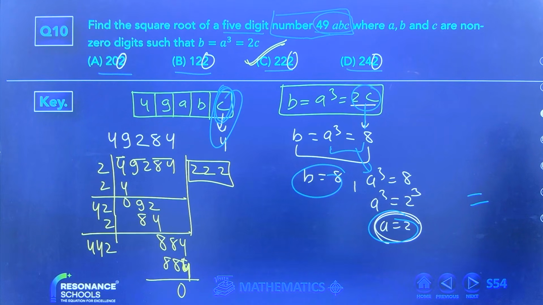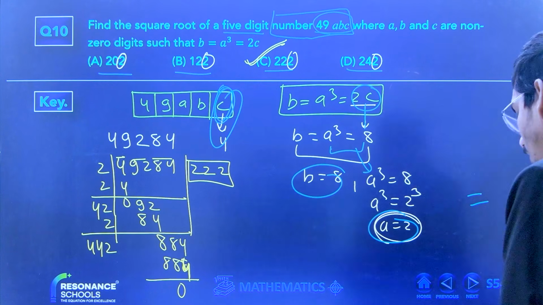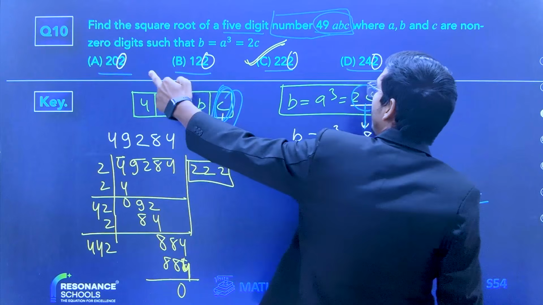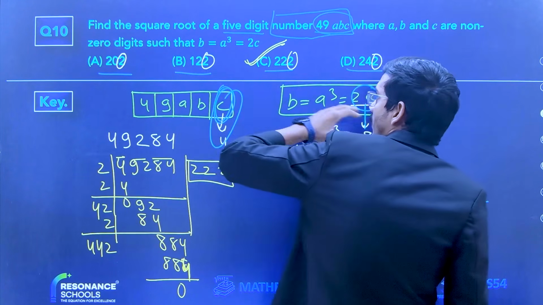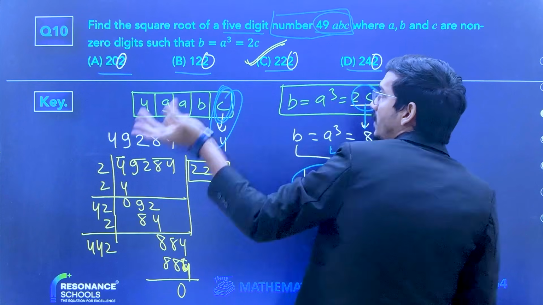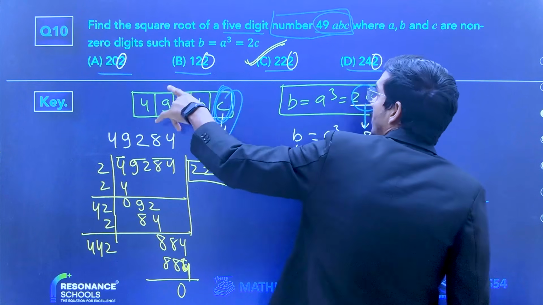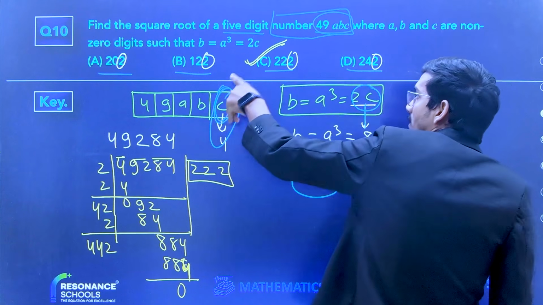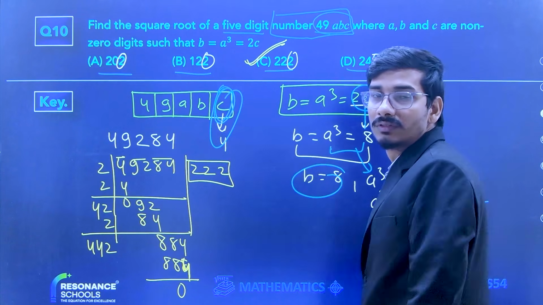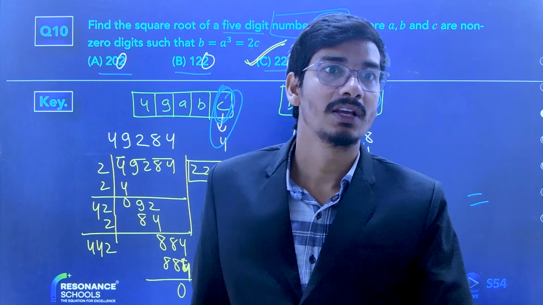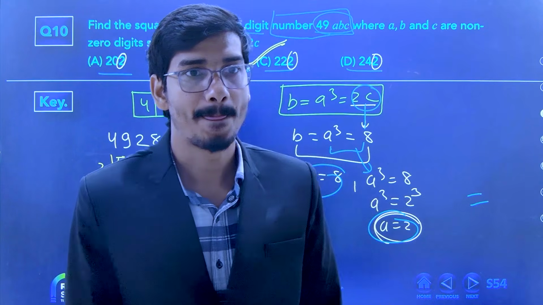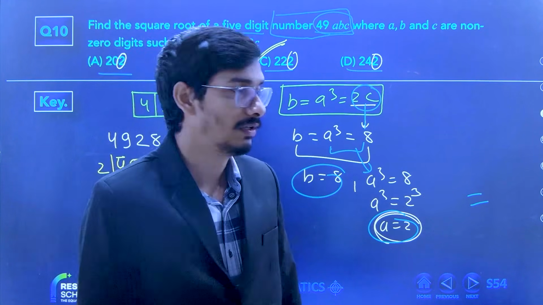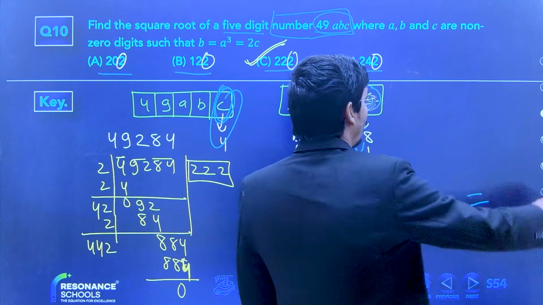Beta, according to the options, when we are squaring the numbers in all the options, the unit place is 4. And that square is a 5-digit number. It means the unit place is 4. From that concept, I just find the value of C. Okay, so now move to the next one.